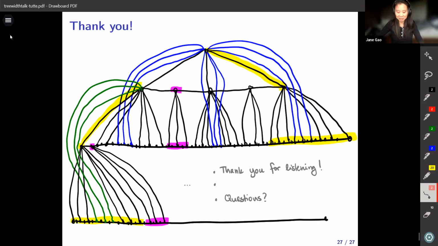So any questions for Sophie? Maybe I'll ask one first then. Is this logarithmic in the number of vertices the best possible, or is it an upper bound, like in terms of the asymptotic?